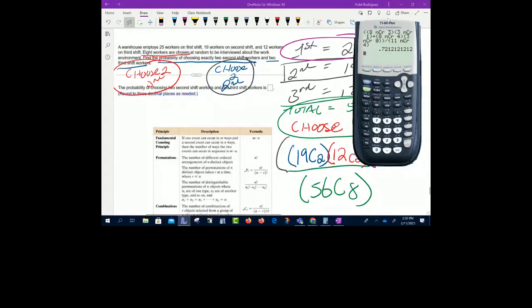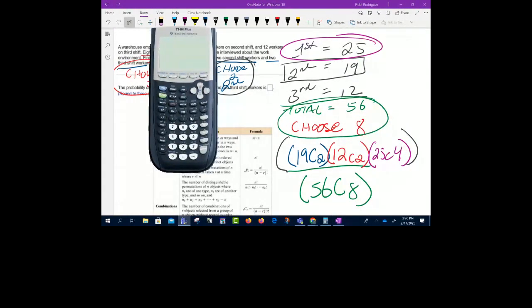And again, y'all, come back over here. Let me clear my screen, and I'm going to type in really slowly, y'all. I think an easy place to make mistakes is just when you're typing this in. So what I will tell you is just be careful as you're doing this, so that you don't hit the wrong button. Boom, there we go. Divided by, and then we said we had 56, and we were choosing 8 people.